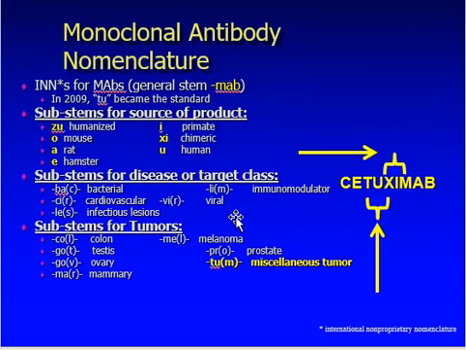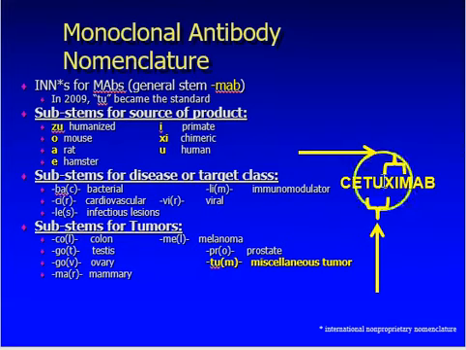And then there's substems, and so the part that's in front of it, if it's ZU, that stands for humanized. So the primary scaffolding is a human molecule, but then there might be some mouse or other components to it. If it's OMAB, it came directly from a mouse. If it's AMAB, it came from a rat. If it's EMAB, it came from a hamster. IMAB, it came from a monkey, and so on and so forth.